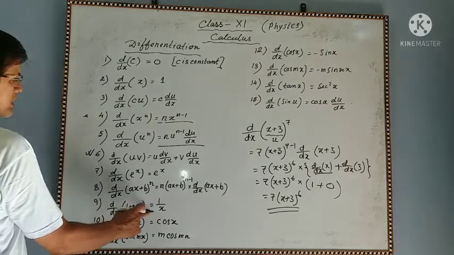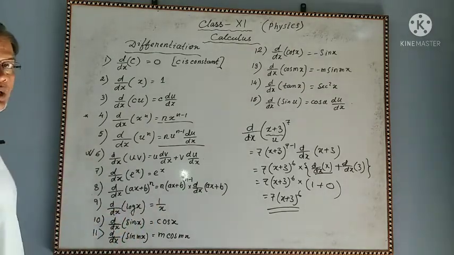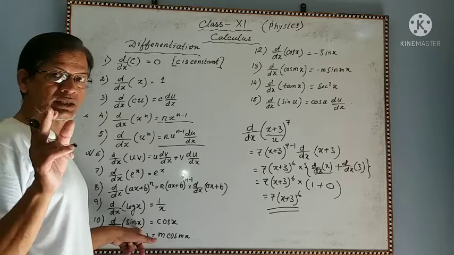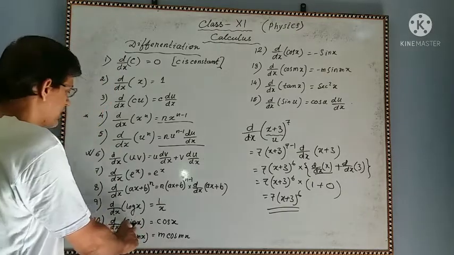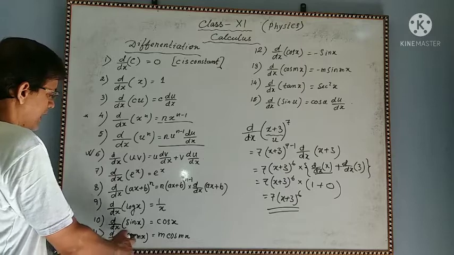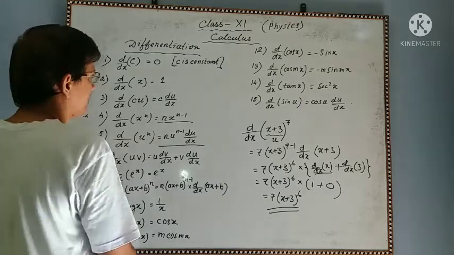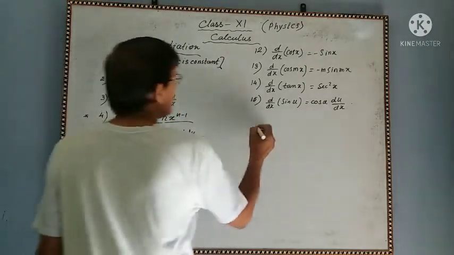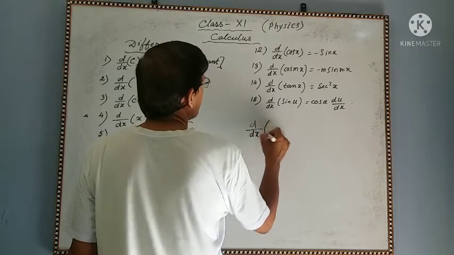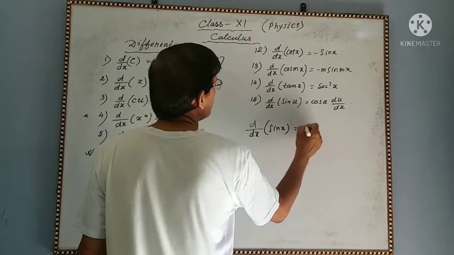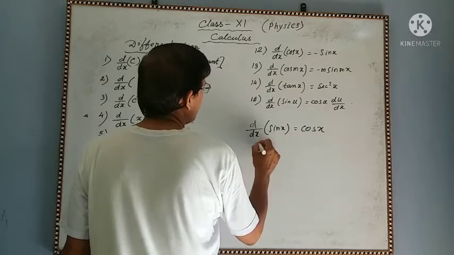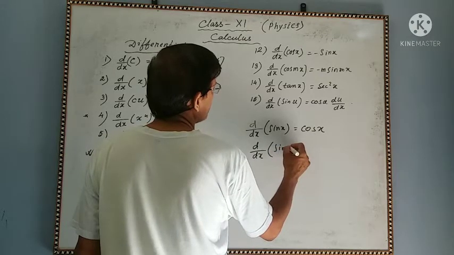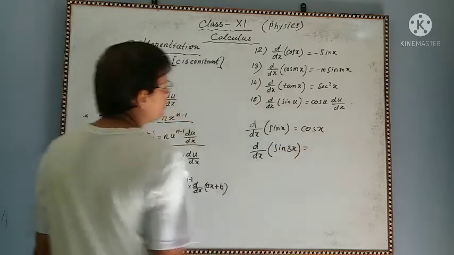D by dx of log x is 1 by x. Then d by dx of sin x. Sin x differentiation is cos x. And sin mx, suppose d by dx of sin x equal to cos x. Okay, but d by dx of sin mx, suppose sin 3x, then how you have to write?